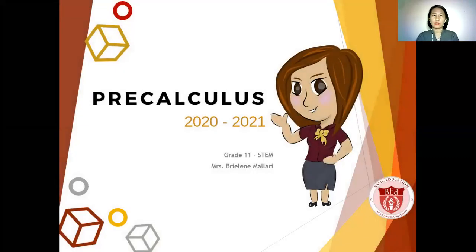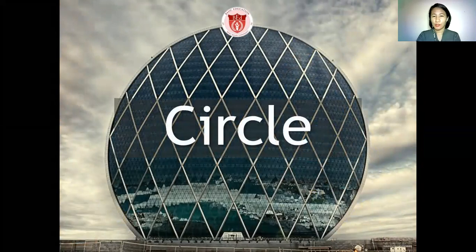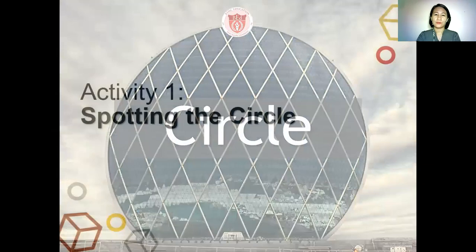Hi everyone, we're going to have the continuation of our discussion, which is the first conic section, circles. If you still remember, this is the picture that I showed you during the introduction of conic sections. This is Aldar headquarters that can be found in Abu Dhabi. This is the example that I showed for the conic section circles, and that will be our topic for this part of the video.